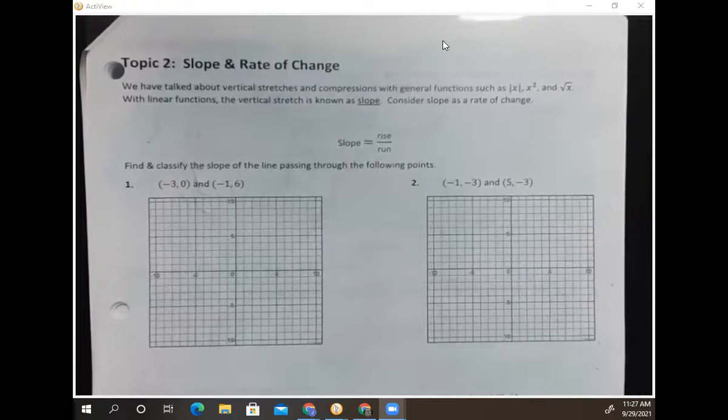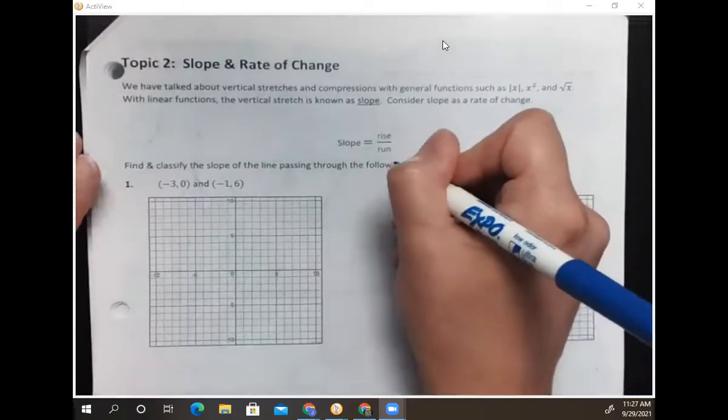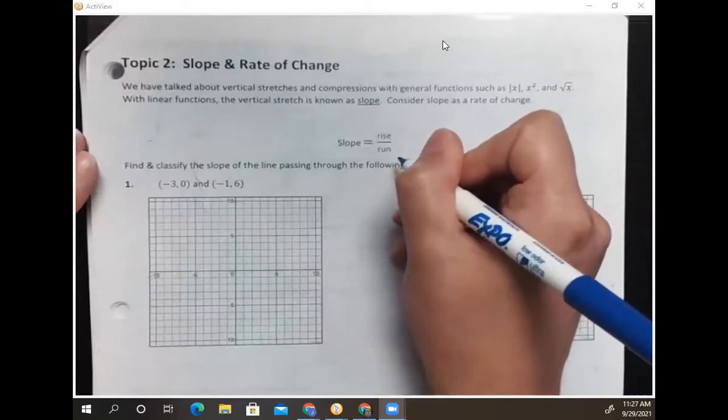Our sort of default slope for our parent function is 1. If I changed that in any way, if I've maybe flipped it, put a negative in there, made it more steep, or compressed it, made it less steep, then I've made a change to the slope. So today we're going to talk about slope and mainly how to find the slope, either from a graph or just from 2 points. So slope, we've talked about already, is rise over run.